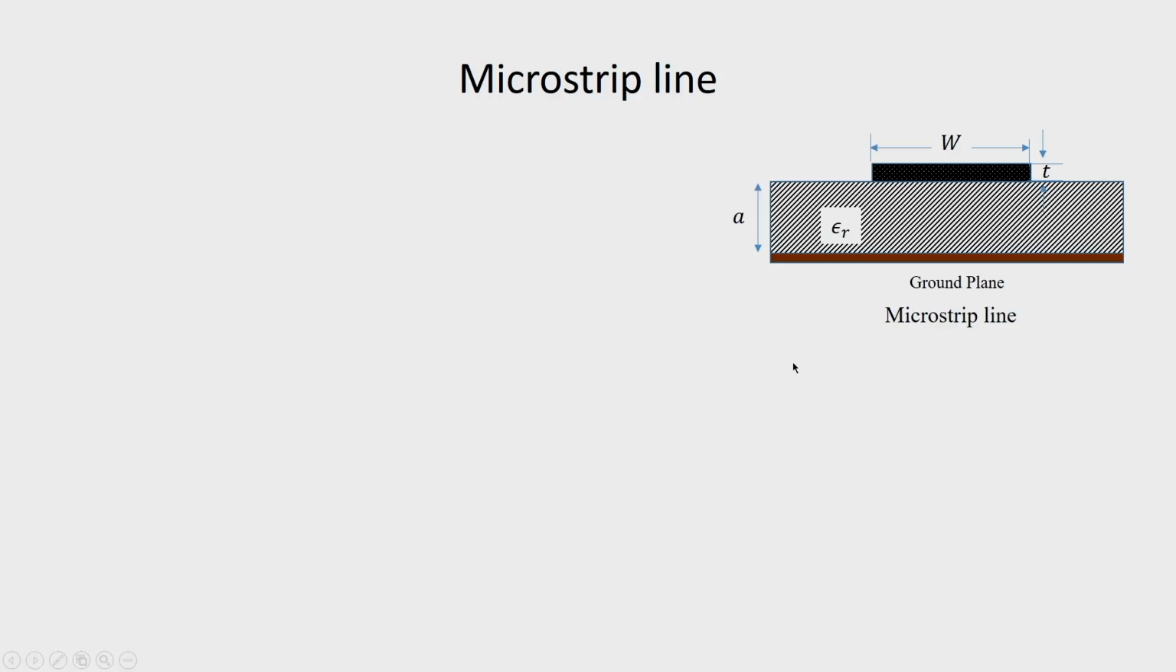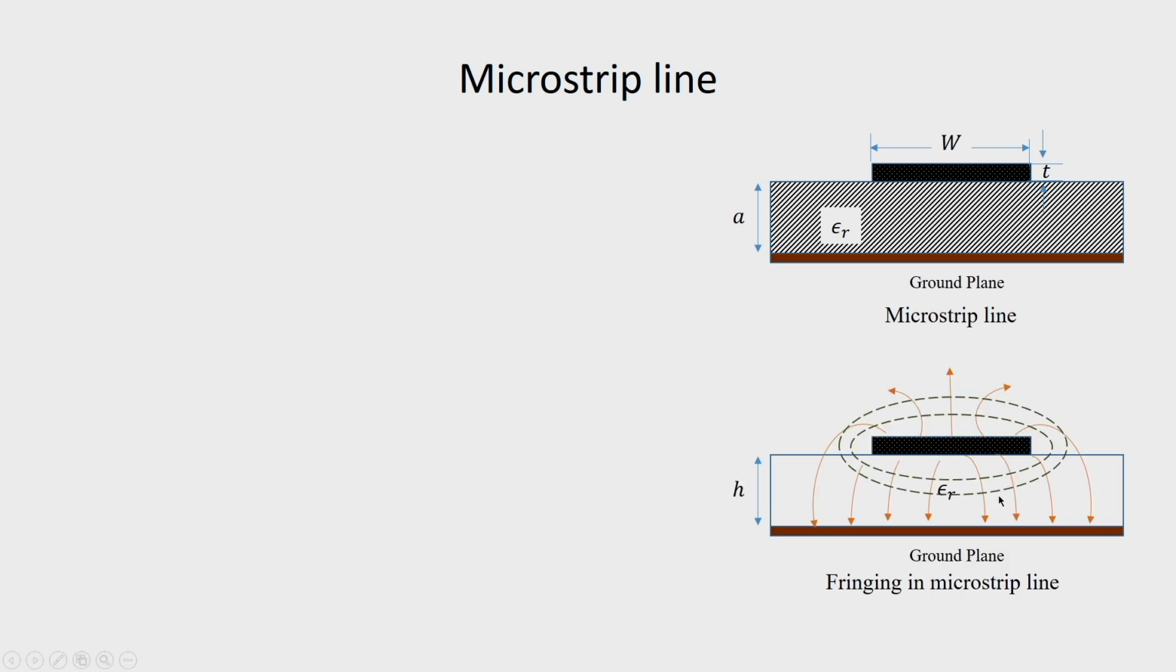As we show here, a microstrip transmission line has a ground plane, it has a conductor, a strip of width W and thickness T separated from the ground plane by a dielectric material having dielectric constant epsilon r and thickness h.